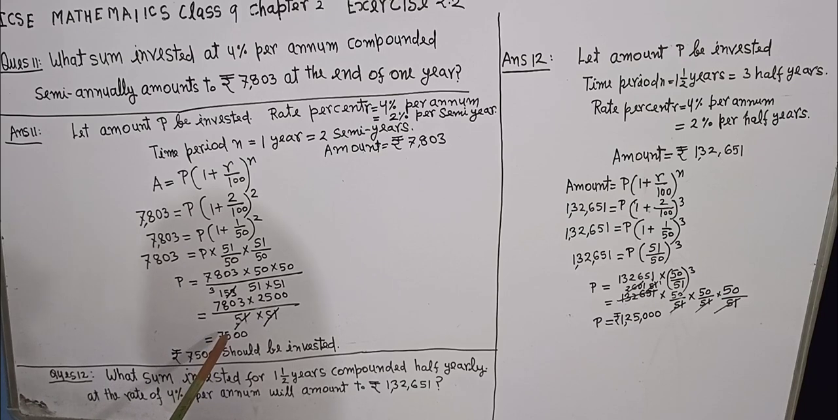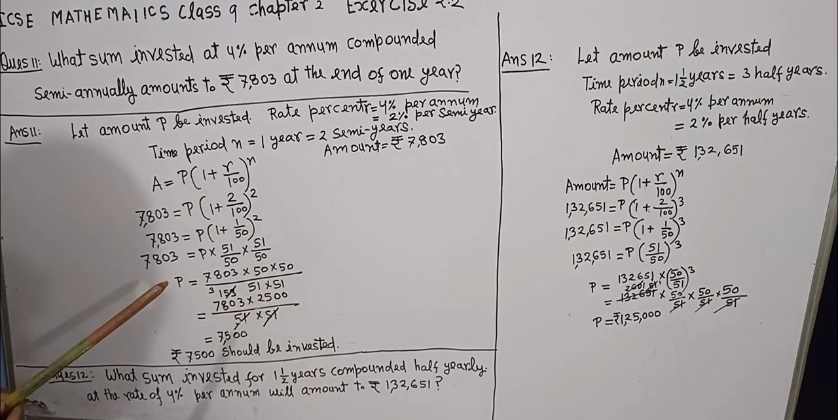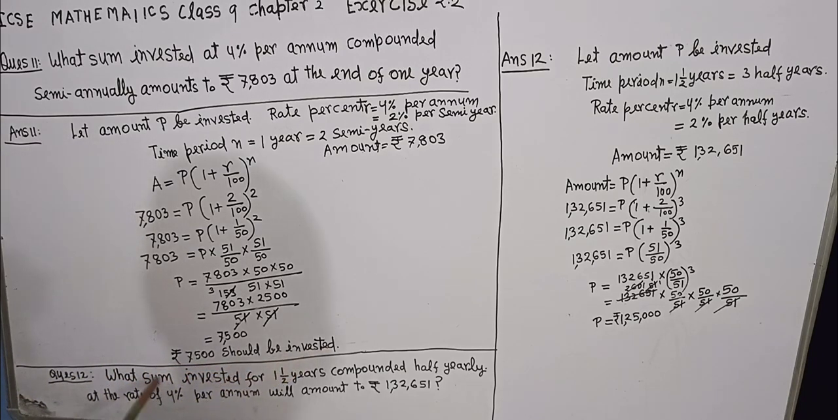Then it is equal to 7,500. Rupees 7,500 should be invested.